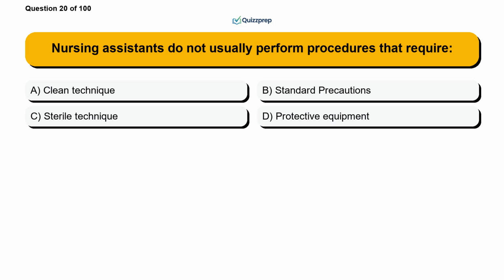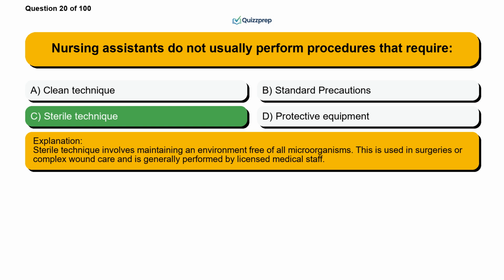Question 20. Nursing assistants do not usually perform procedures that require option A, clean technique. Option B, standard precautions. Option C, sterile technique. Option D, protective equipment. The correct answer is option C, sterile technique. Sterile technique involves maintaining an environment free of all microorganisms.